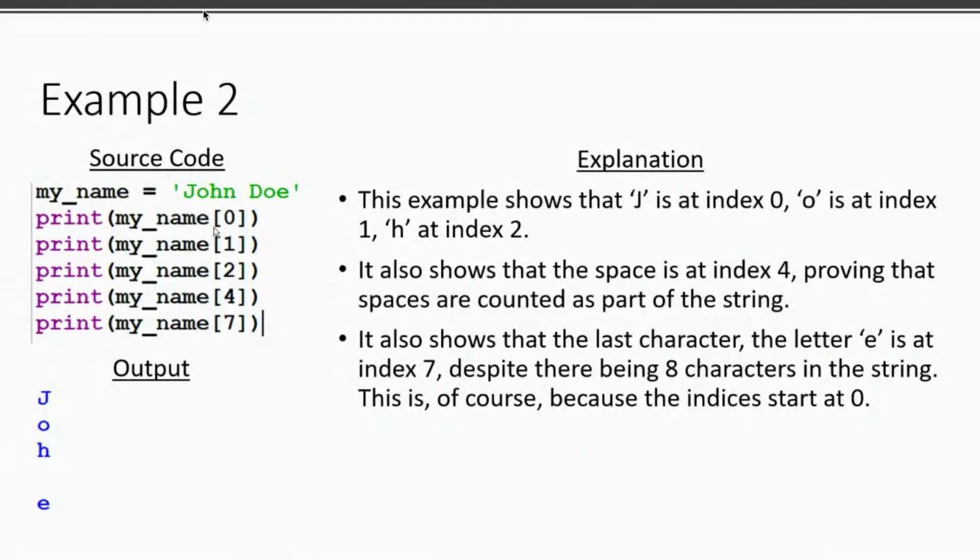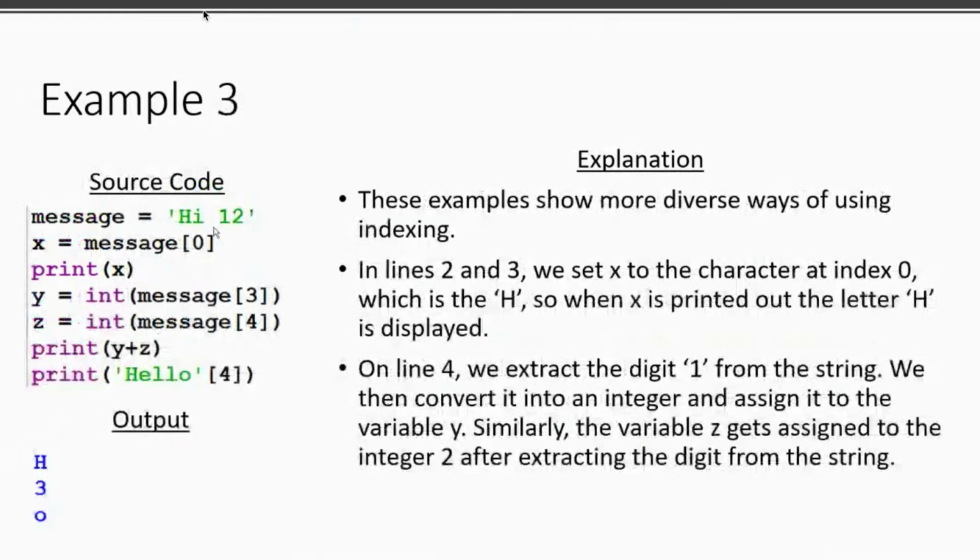Okay, so let's say I have the message, I created a variable called message equals "Hi 12". Then I'm going to say x equals message[0]. Then I print out x. So what do we think x is equal to? H. Because we made x equal to the index of message at the 0th place, which is H, the string of H.